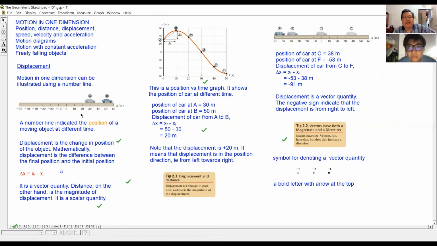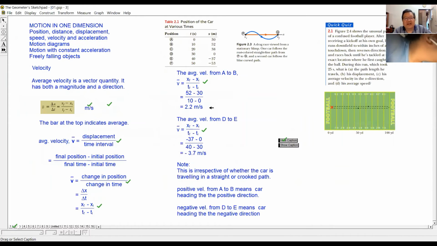Okay, if you cannot see, then you refer to this number line here. At first you are at this position 30, then finally you are at this position 52. Now what does this mean? The car is traveling in the positive direction. It is from the left towards the right, right? So finally we end up having the velocity a positive number.